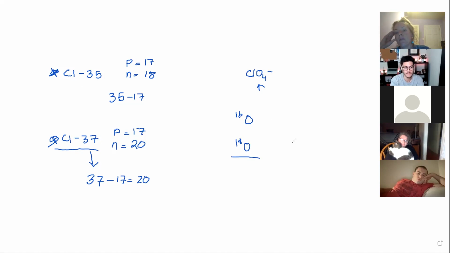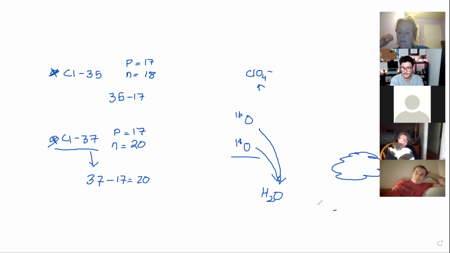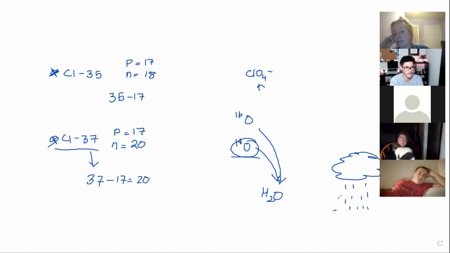Let's say you have water, H2O. There's oxygen in there that has both of these isotopes. If it's sealed up, let's say in a rain cloud, the first thing that's going to rain out is the heavier stuff, oxygen 18. Because storms tend to form over the ocean, close to a shoreline the water you find on the ground is going to have a higher quantity of oxygen 18. As you move inland, your water will become heavier with oxygen 16.